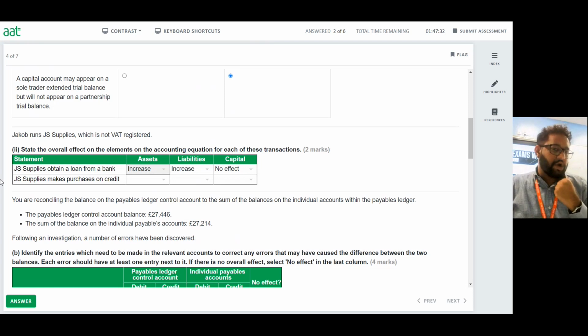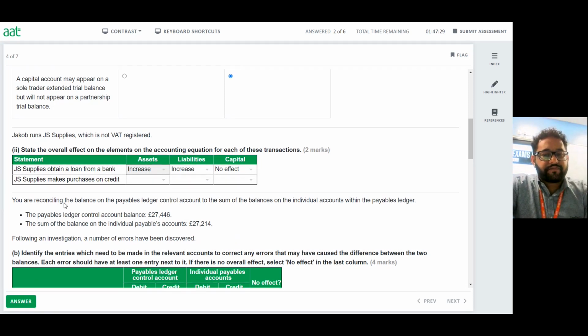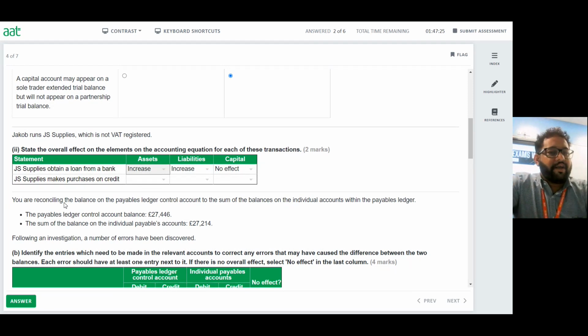That stock, what is that going to do at the year end? At the year end, that is going to increase the value of my assets. But we're not going to worry about the year end. At the moment, when we buy goods on credit, what record are we going to make in our books? We're going to debit purchases and credit my PLCA, the purchase or payables ledger control account.